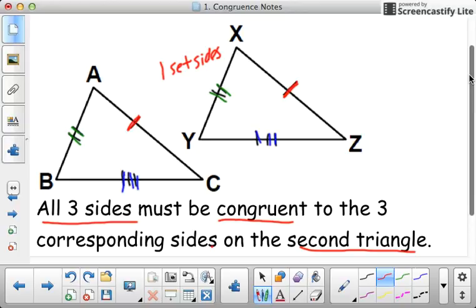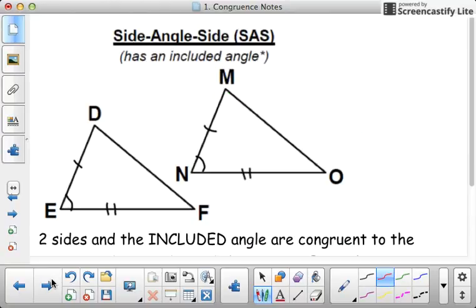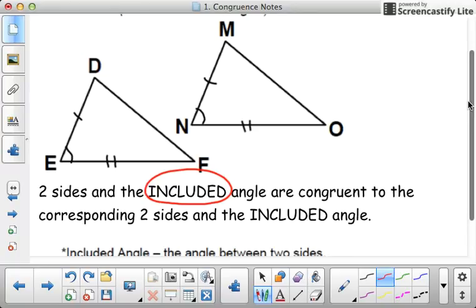So that's one of our first five ways to prove that triangles are congruent. Our second way would be called side, angle, side, and we're going to abbreviate this as SAS. We're not going to say SAS, but we're going to abbreviate it as side, angle, side. What this means is I have to have the included angle. So let me scroll down for you. I need to have two sides and the included angle congruent to the corresponding two sides and the included angle on the second triangle.